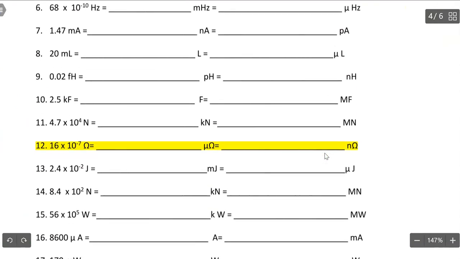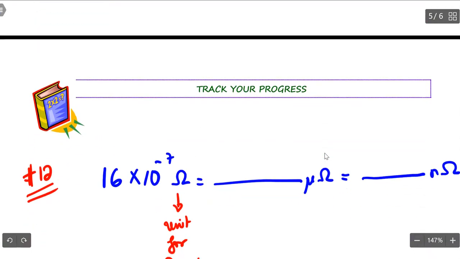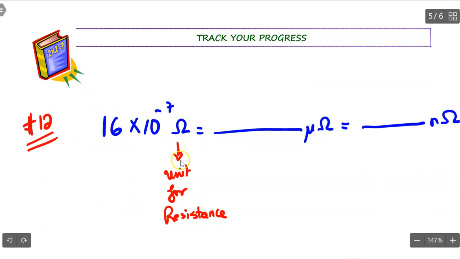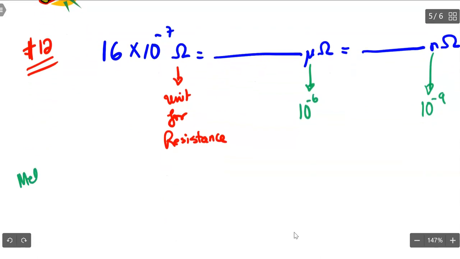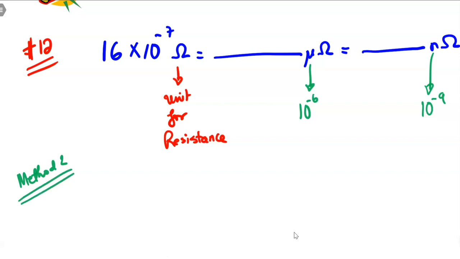We are talking about number 12, and ohm is a unit for resistance. First of all, I'm going to ask you to identify this one as 10 to the negative 6, and this one as 10 to the negative 9. This method is actually quite good. I prefer the exponential method because it trains us to work with exponents, and we don't have to count our zeros all the time.